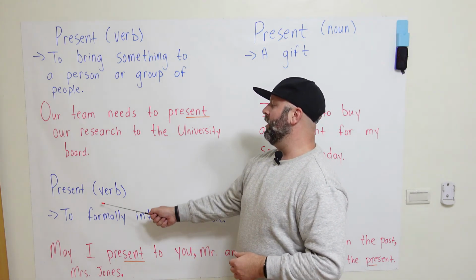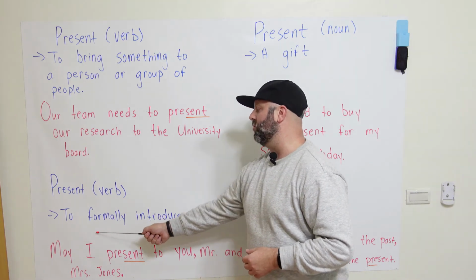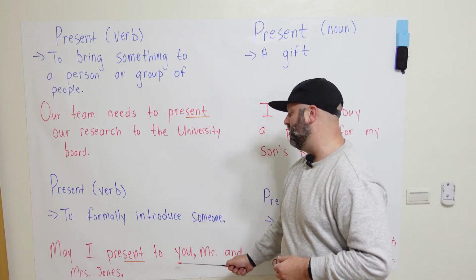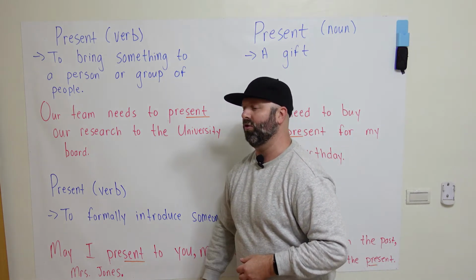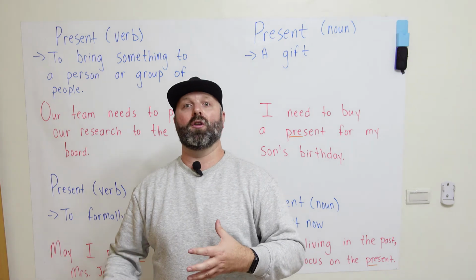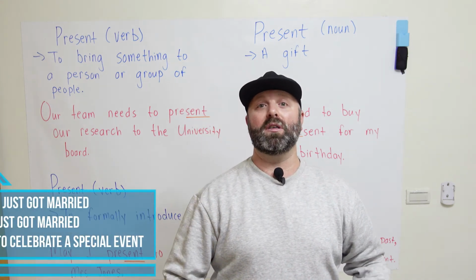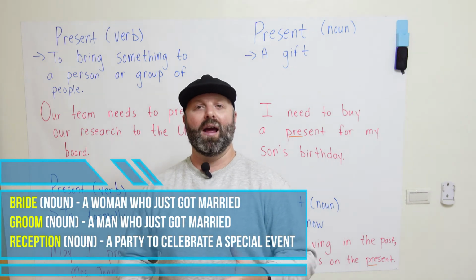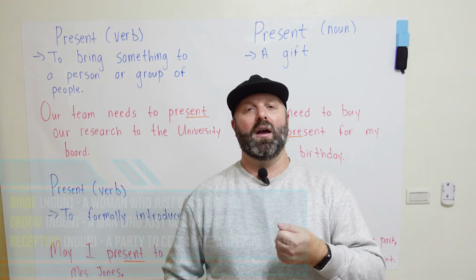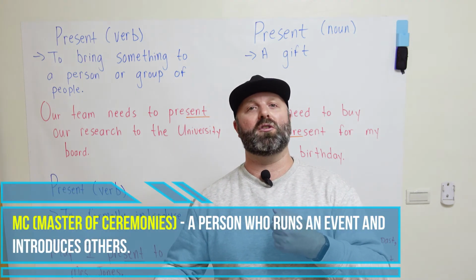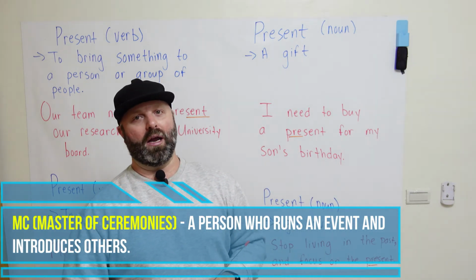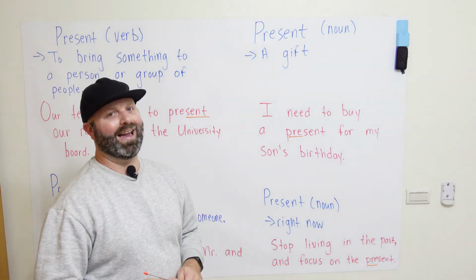Now, another way we could use this word as a verb means to formally introduce someone. So we might say, may I present to you Mr. and Mrs. Jones. This is very common to hear at weddings. So when the bride and groom come into the reception, which is the party after the wedding ceremony, the MC, a master of ceremonies, would say, may I present to you Mr. and Mrs. Jones, because now they are officially married, okay? So that's another way we can use that word as a verb.